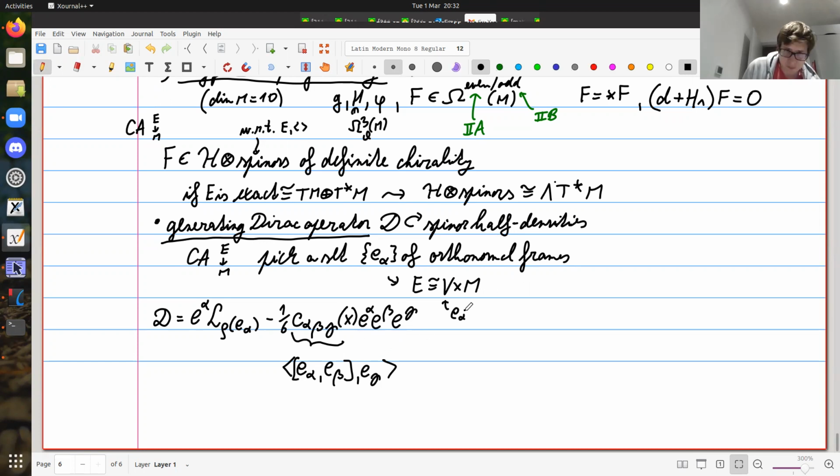So basically you can see this as an element living in the Clifford algebra corresponding to this V, tensored with, I don't know, differential operators on half densities. I don't know how to say that. A section of that. Anyway, this is how it looks if you write it down explicitly.